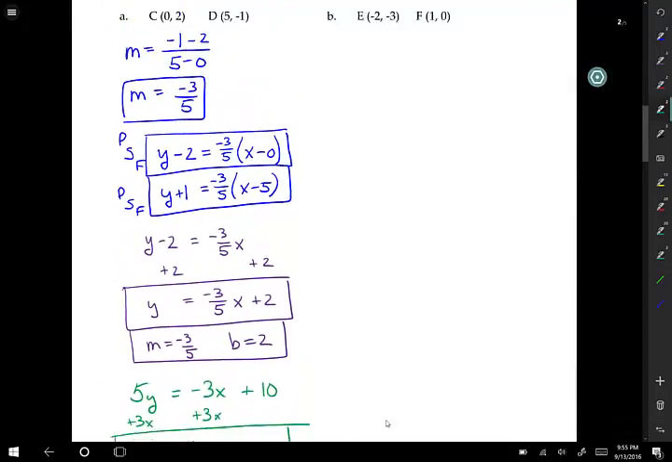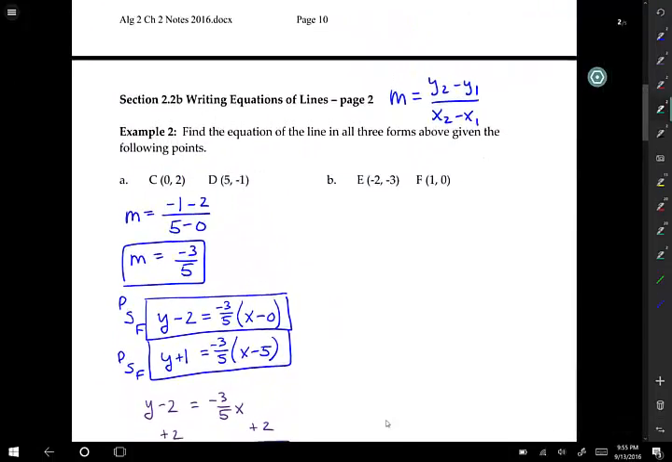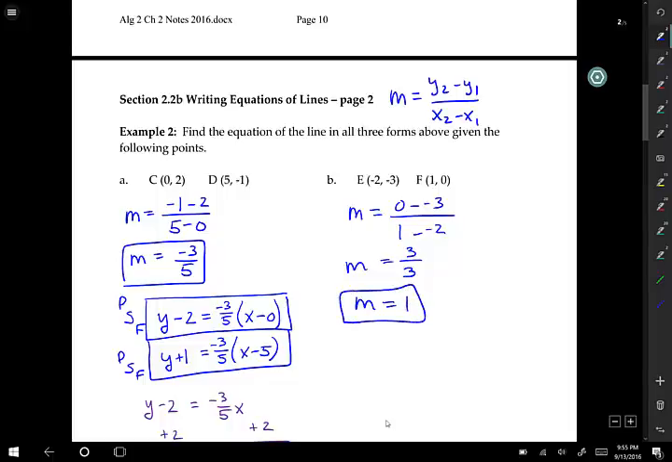Let's look at our other one. First step, once again, finding our slope. M equals 0 minus negative 3 over 1 minus negative 2. That's positive 3 over positive 3. So my slope is 1. It's not always going to happen that way, but sometimes it might.